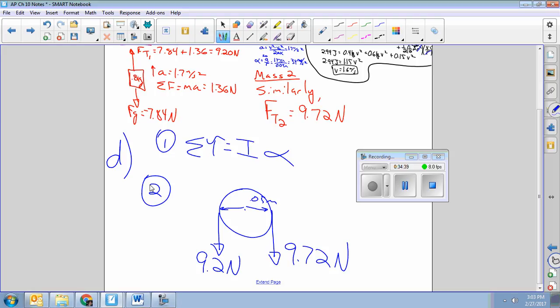Cool? So calculate the net torque both ways, and hopefully you get 0.026. And I guess actually it's negative, the way I've got my drawing set up. Cool? All right, we'll stop there.